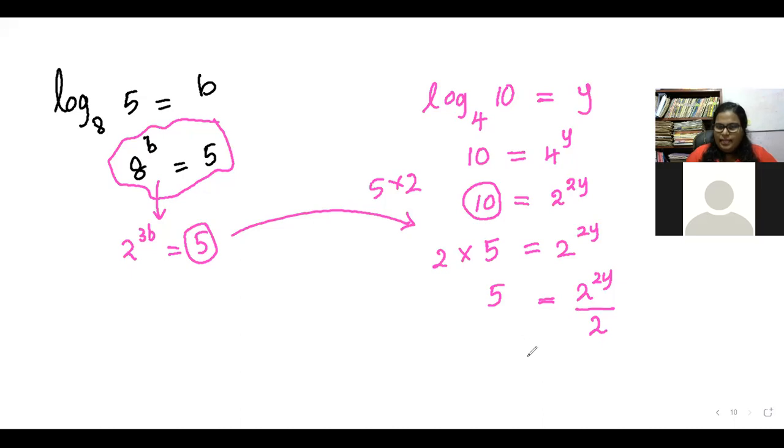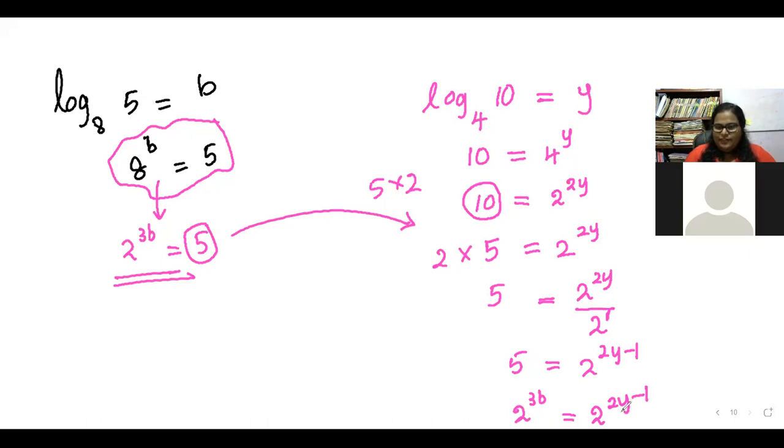අපි දෙපැත්තම දෙකෙන් බෙදුවා. එතකොට මේ left hand side we have remain 5 and here you know that the power of this one is 1. So base is same. We can write this one as 2y minus 1. And here we have 5. And instead of this 5 we can substitute this result 2 to the power 3b. Right? And here we can write 2 to the power 2y minus 1.